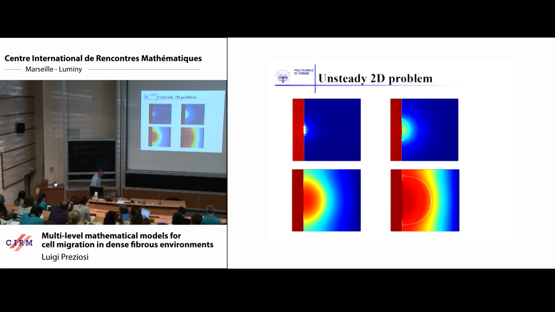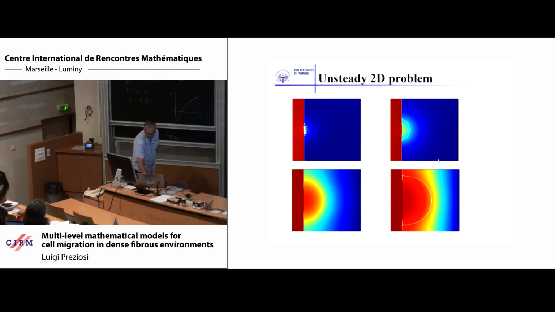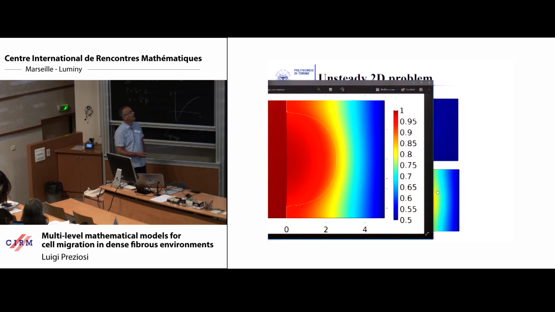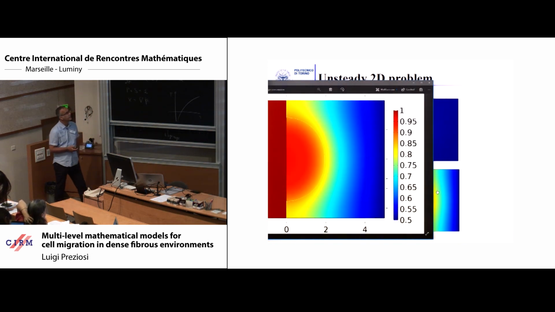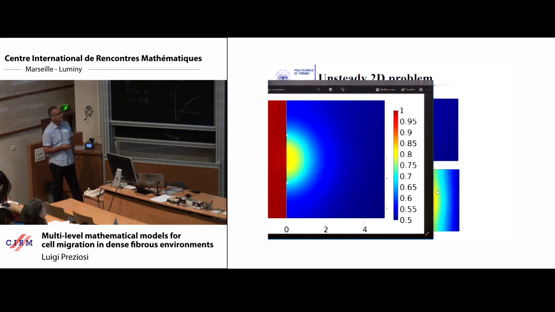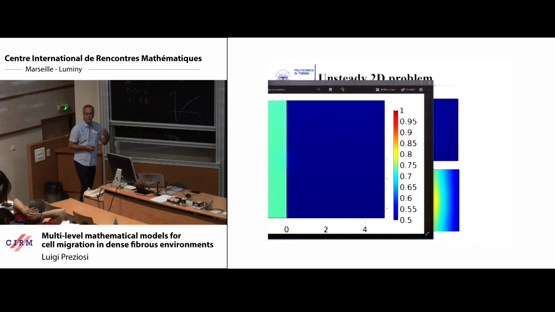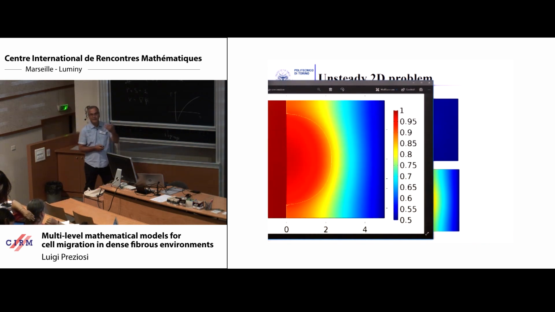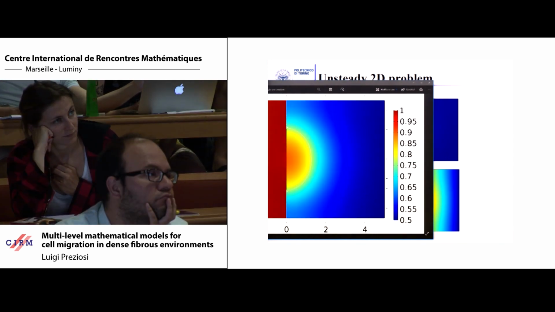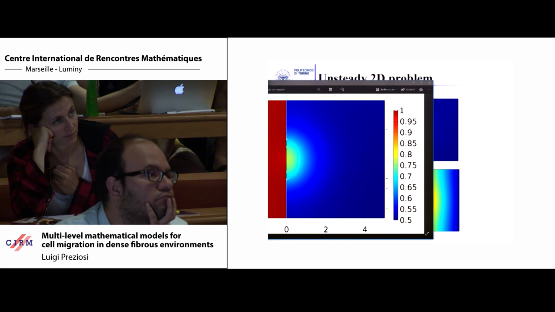Okay, and you can see a simulation here. At the beginning you see this flash because everything is blue, so the cells grow first into the duct and then they escape on a longer time scale.